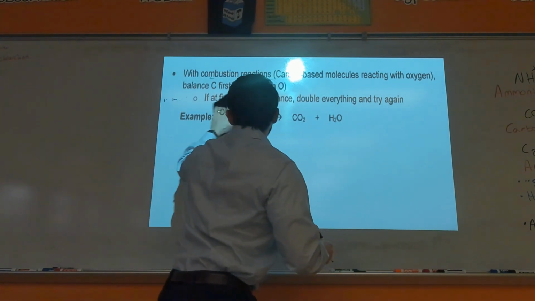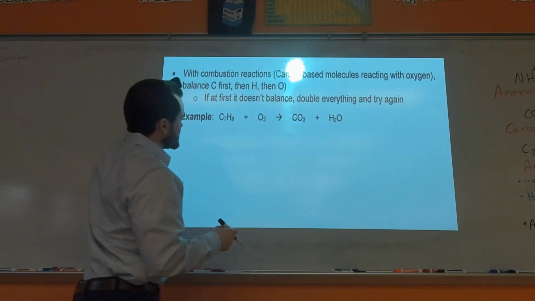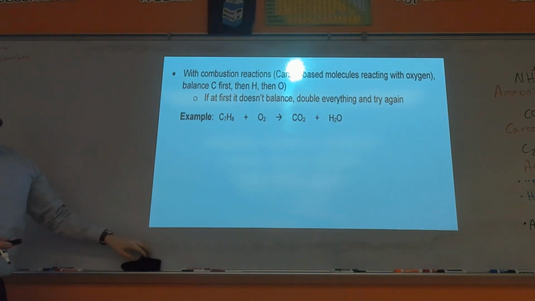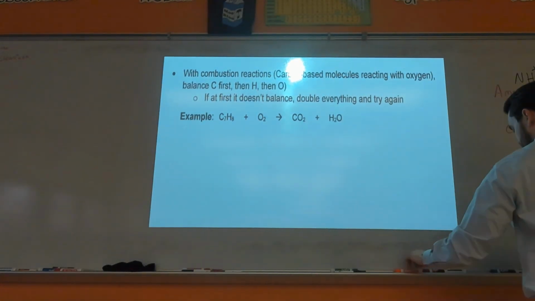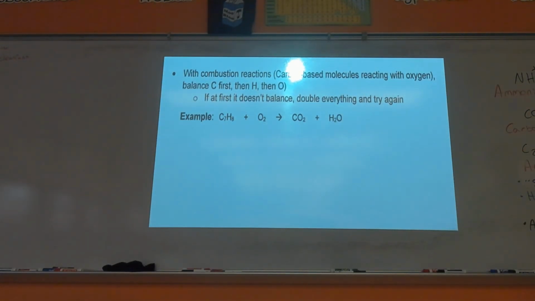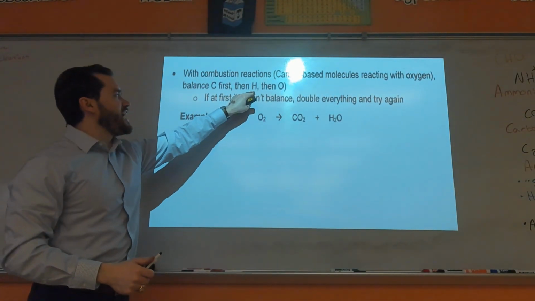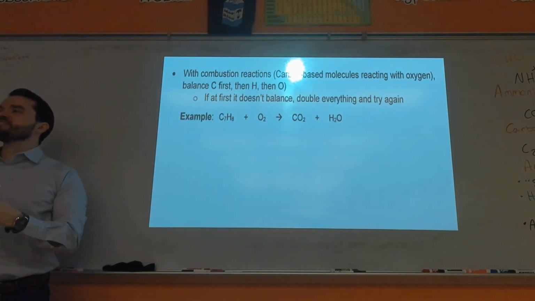Now there's a kind of reaction called a combustion reaction. So you know something is a combustion reaction if you see basically a bunch of carbons and hydrogens combined with oxygen, and you make carbon dioxide and water. So when you're balancing these, I want you to think of CHO. When you're doing a combustion reaction, balance the carbons first, then the hydrogens, then the oxygens. That's the simplest way to do these.